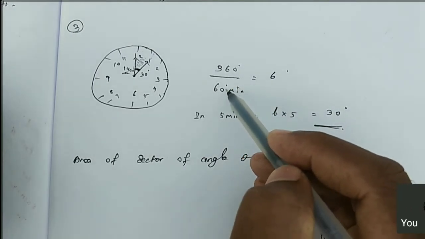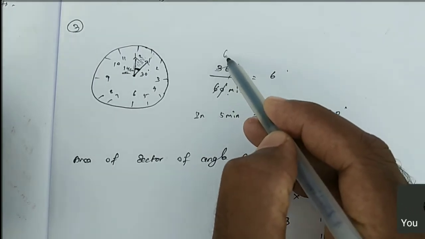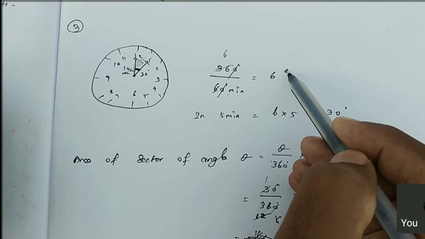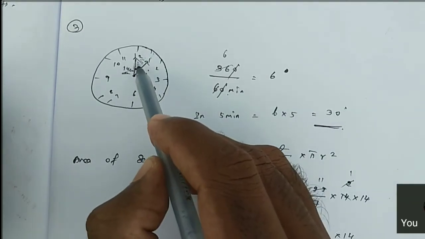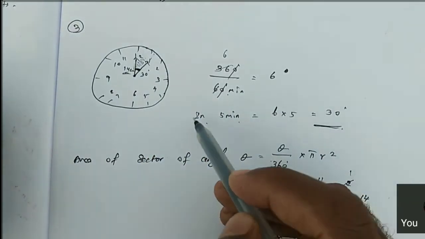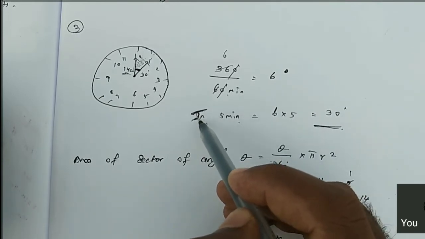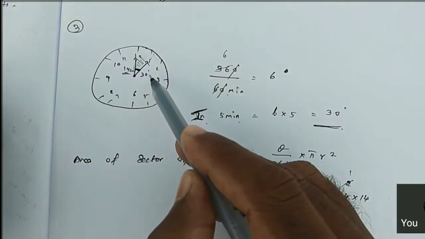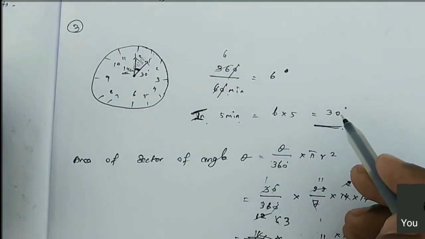So 6 divided by 6, so we can cancel it. 1 6 is 6, 6 6s are 36. So 6 degrees. Now we should find for 5 minutes. So in 5 minutes, what is it? 5 into 6, that is 30 degrees.